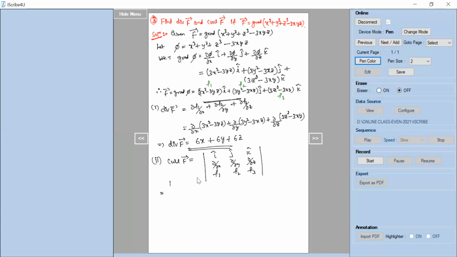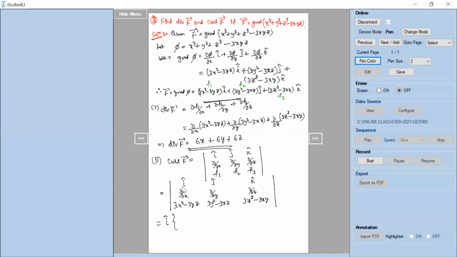So this is equal to the determinant of, I'll write here, i cap, j cap, k cap, ∂/∂x, ∂/∂y, ∂/∂z, and f1, which is 3x square minus 3yz, f2, which is 3y square minus 3xz, and f3, which is 3z square minus 3xy. Right, f1, f2, f3 are substituted. So let us expand this determinant. It is i cap into.